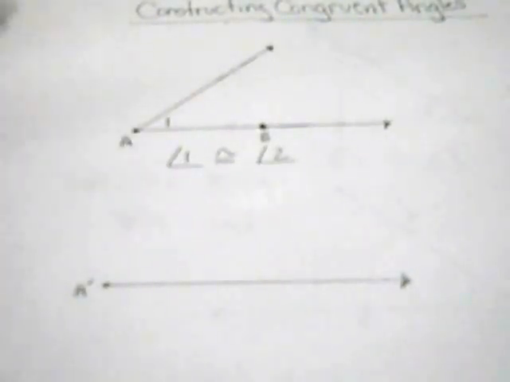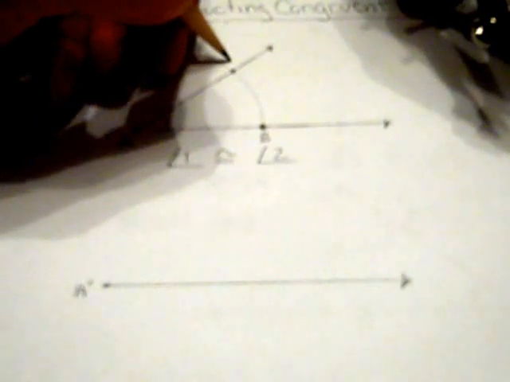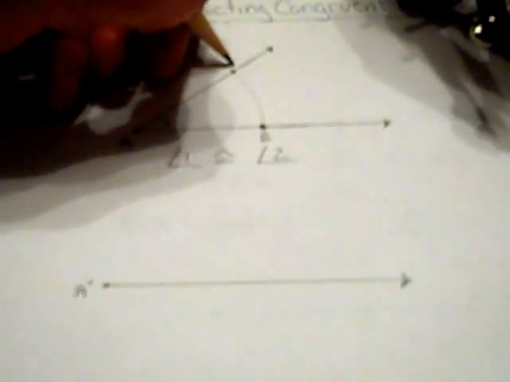And we need B prime now. So what we have to do is measure with our compass from this point over to B, and we're going to draw an arc that crosses over the second ray of angle A. And we'll call that point where it crosses C prime. Or C, excuse me, just C.